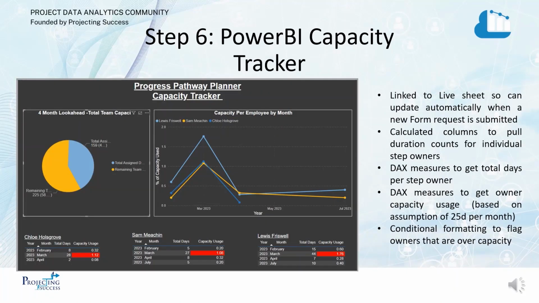To allow for capacity and resource monitoring, a Power BI dashboard can be linked to the live Excel sheet so that new request data can be pulled in each time a new form is submitted. A calculated column was required to pull out the durations of the individual step owners, and then DAX measures were used to get the total days of work per employee and also used to create capacity usage percentages. We use conditional formatting to flag any activity owners that are over 95% capacity.